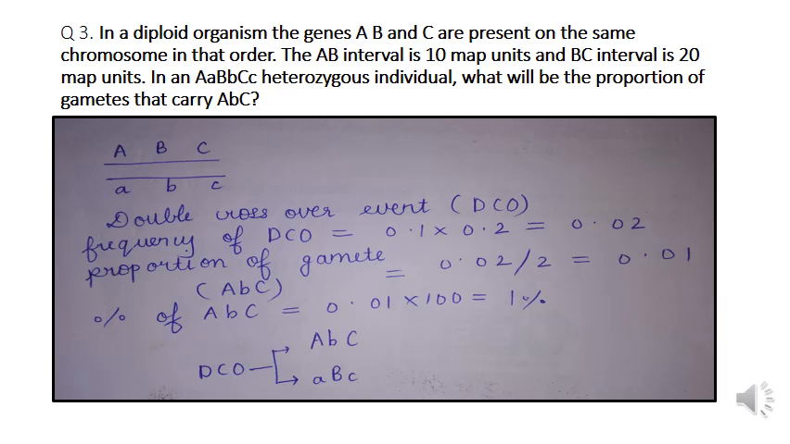So you have to find out the proportion of this particular gamete, capital A, small b, capital C. If you see carefully, you will find that it is a product of a double crossover event. In a double crossover event, two of your genes, with respect to one particular gene, change their position. So what happens? You get a recombinant gamete.